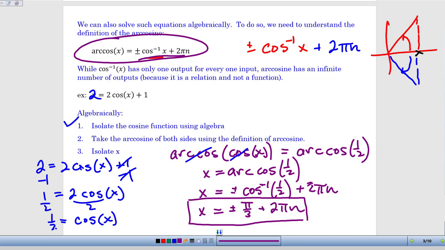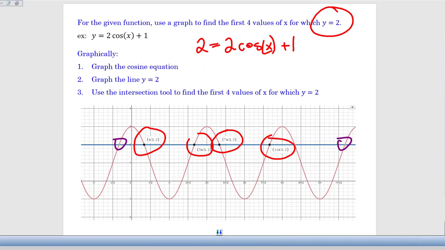So the question is, how do we get from this infinite solution set, this answer that represents all of the possible values of x that work in that equation, to the specific examples that we saw on the graph here? So how do we get these answers of pi over 3 and 5 pi over 3 and 7 pi over 3 and 11 pi over 3? How do we get those specific answers?